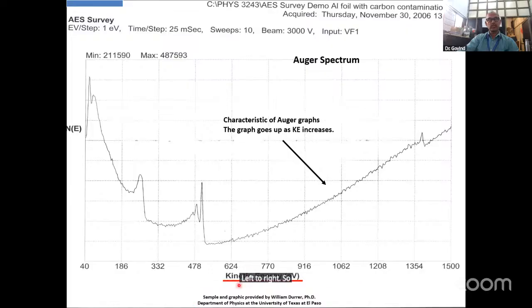So look at this same graph. The kinetic energy is rising. This is called an Auger spectrum, where we can also get some information, but here we are considering only XPS.